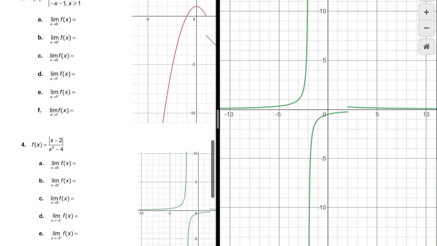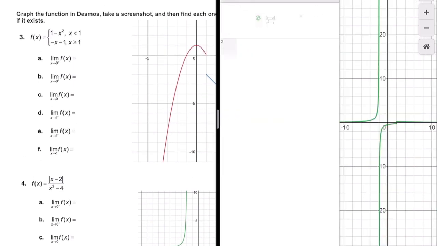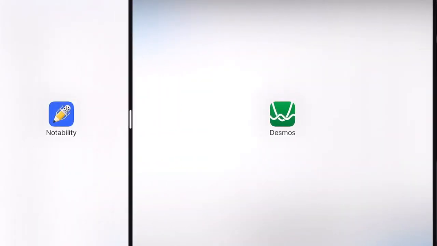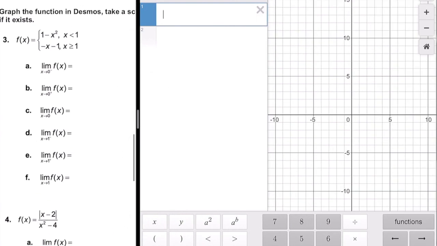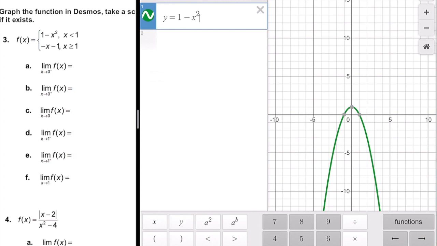Okay, so what we need to do, let me clear out this old one. What we're going to need to do is, one, we're going to have two different lines for this graph. So the first thing is, let's say our first one is y equals 1 minus x squared. You actually could leave off the y equals, just type in 1 minus x squared.